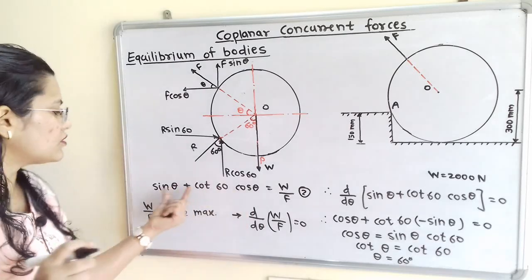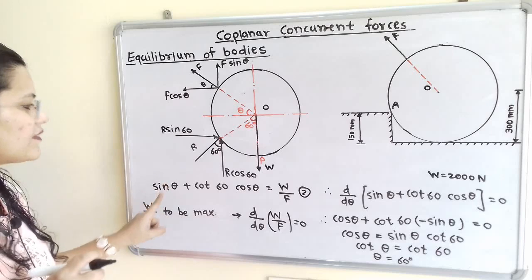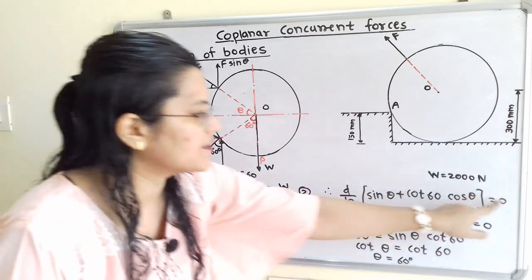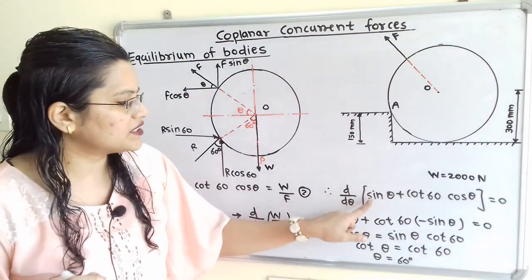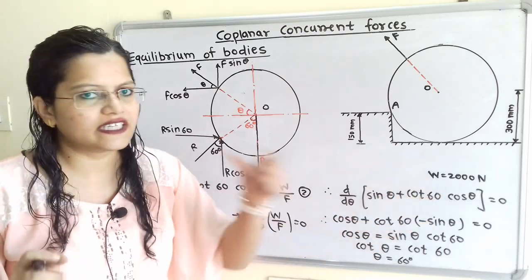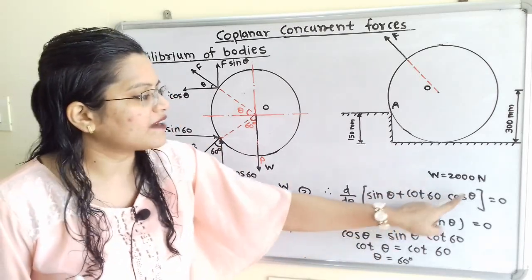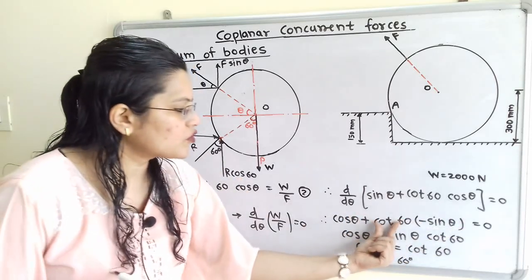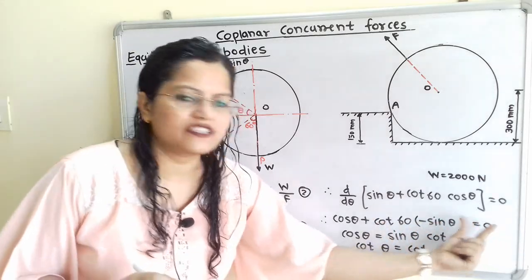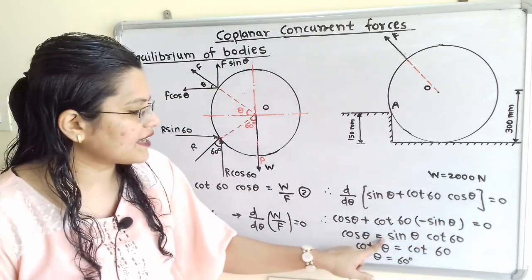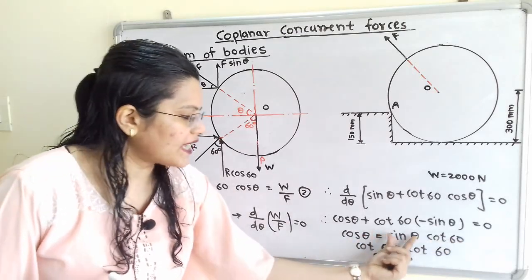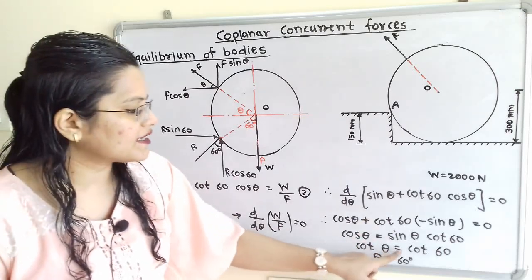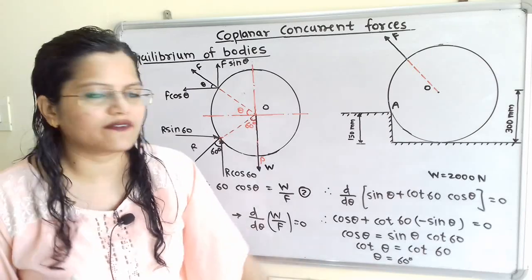In the same way, because these two terms are equal, we will write d by d theta in bracket sin theta plus cot 60 cos theta is equal to 0. Now we will differentiate. Sin theta gives cos theta, cot 60 is a constant term so we keep it as it is, and cos theta has the differentiation minus sin theta, is equal to 0. Now this cot 60 into sin theta term we transfer to the right-hand side. So cos theta is equal to sin theta cot 60. Now sin theta I will transfer to the left-hand side. So cos by sin is nothing but cot. So cot theta is equal to cot 60, so theta is equal to 60 degrees.